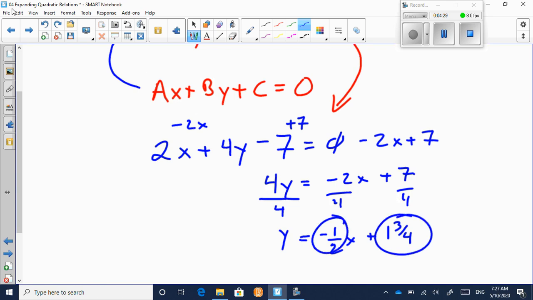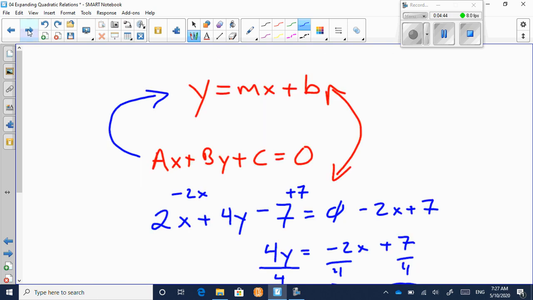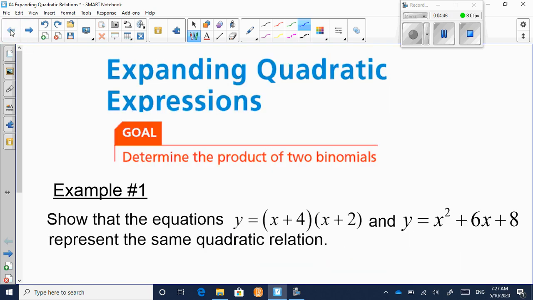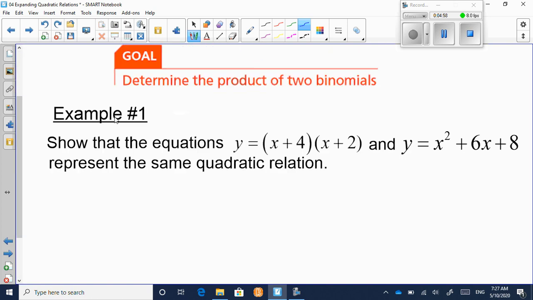Okay, so that's where we're headed, is we want to be able to move back and forth between these two forms. And so today we're going to learn how to go from factored form to general form. We're learning that move. And what we'll call it is expanding a quadratic. So that's kind of where we're heading. I'm just going to move this down so it's together. Okay, so here we go.